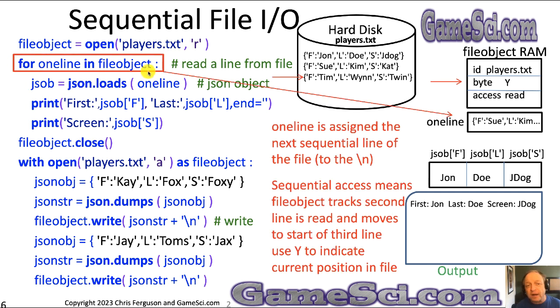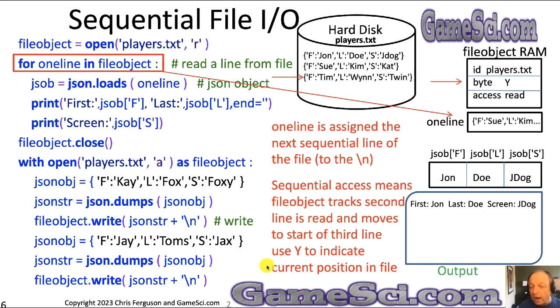For one line in file object, one line is assigned the next sequential line of the file up to the \n on that line. And you can see that one line has got the second line of the file loaded into the variable one line. Sequential access means the file object tracks the second line as read and moves to the start of the third line. After I read the line with Sue on it, it reaches the \n, and now my file pointer, or my file read head, is at the start of the third line.